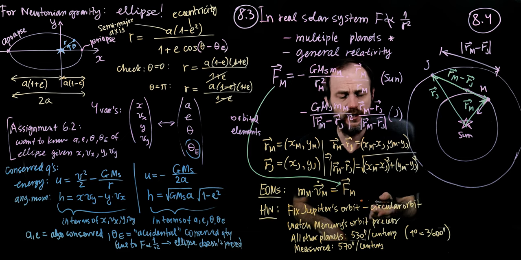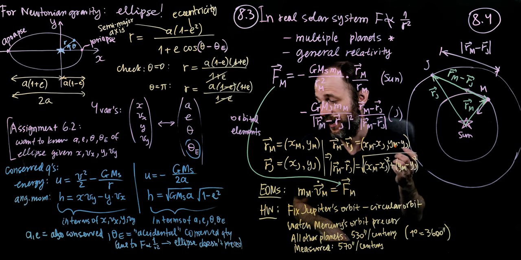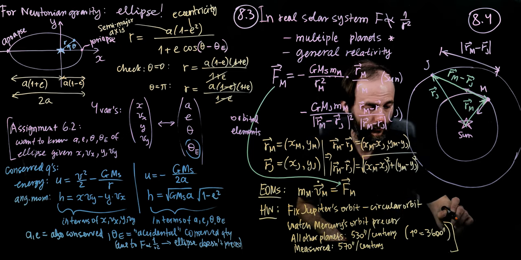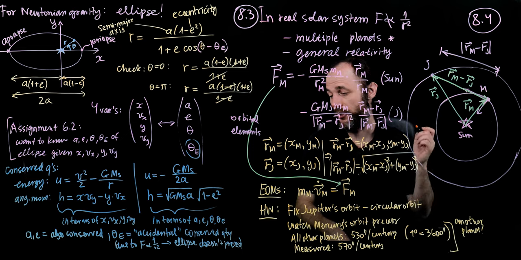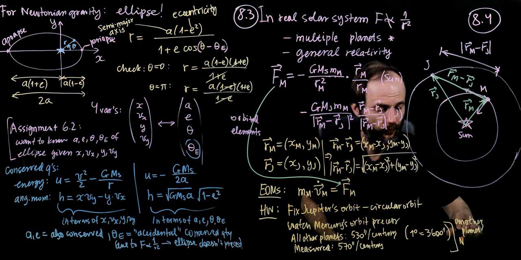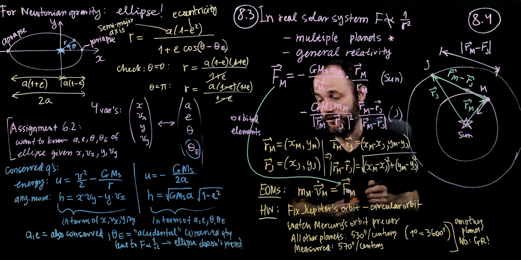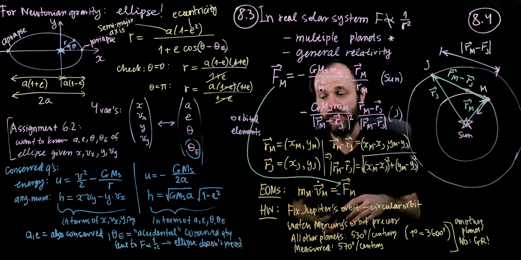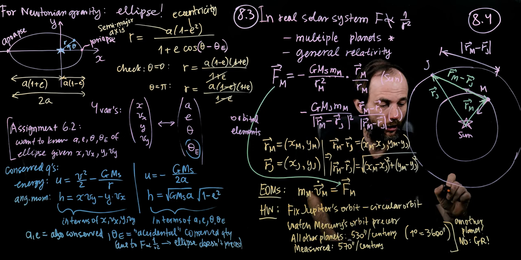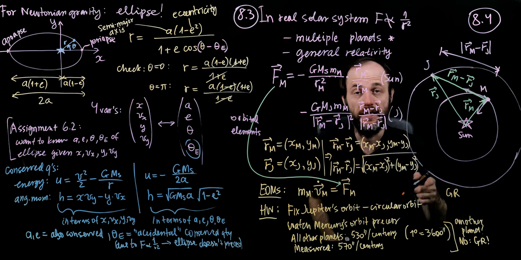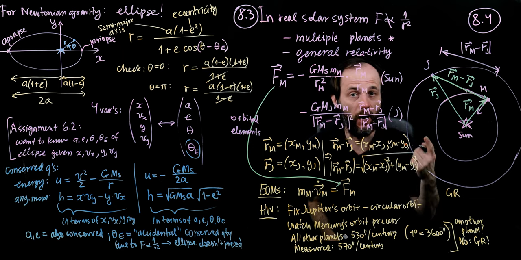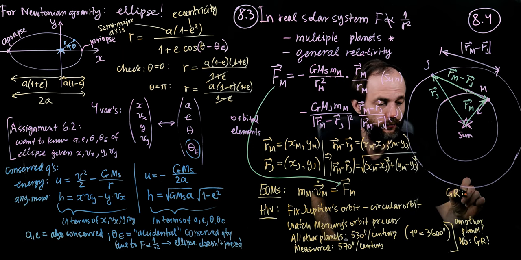So why is there such a difference? Is there another extra planet? It turns out, no. It's general relativistic effects that are causing this extra precession, and GR leads to extra precession by 40 arc seconds a century.